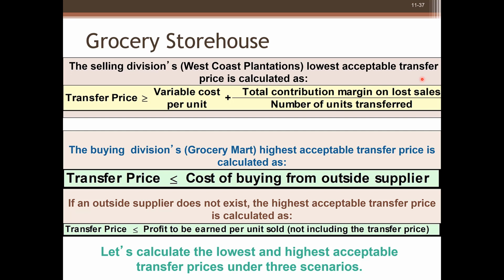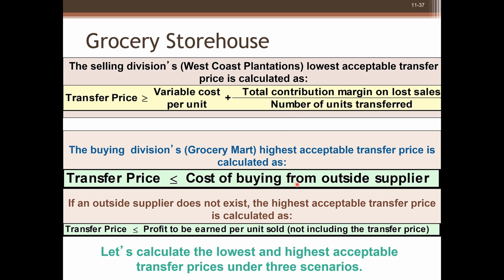If the transfer has no effect on fixed costs, then from a selling division's standpoint, the transfer price must be greater than or equal to its variable cost per unit, plus opportunity costs, if any, from lost sales to regular customers. This can be expressed in equation here. Transfer price must be greater than or equal to variable cost per unit, plus total contribution margin on lost sales, divided by number of units transferred.